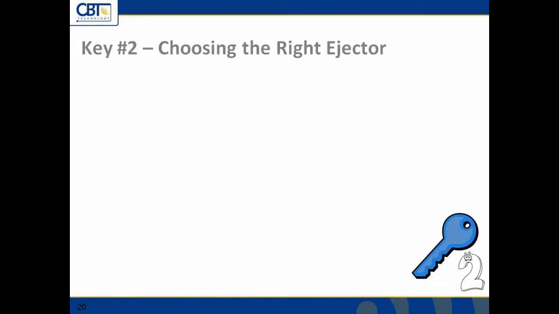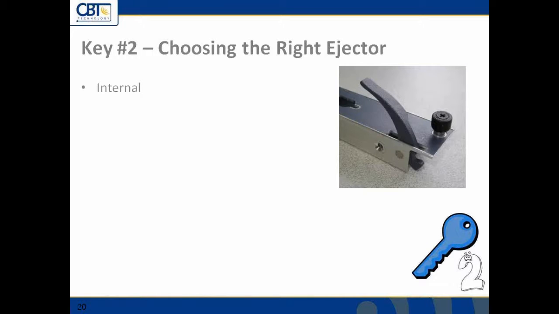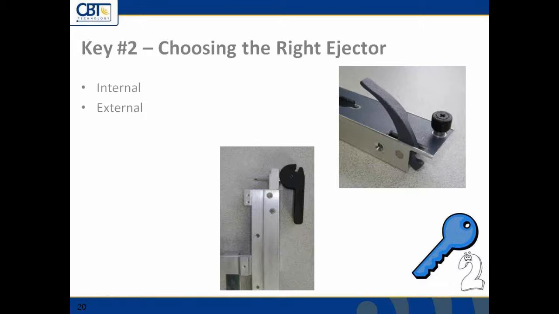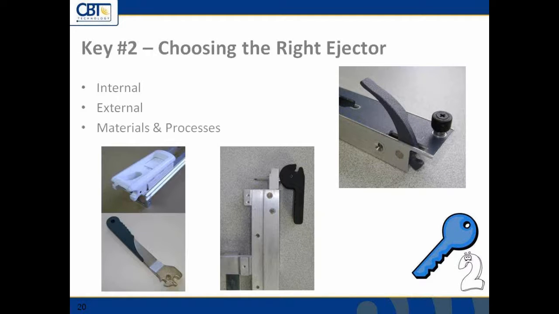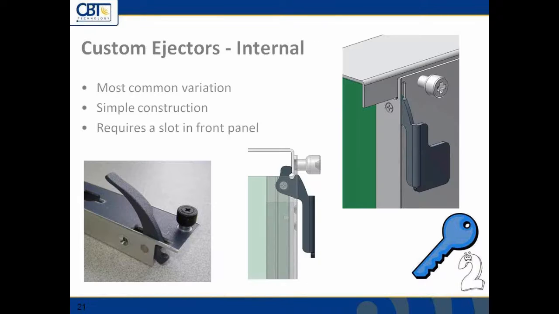So now we talk about what is the right ejector to use. Whether we want to use an internal style ejector, we'll talk about that. We'll also talk about an external style of ejector, and then we'll look at some of the materials and processes that the ejectors are manufactured from and see which one might be the best one for the application. So starting off, we'll take a look at the internal.